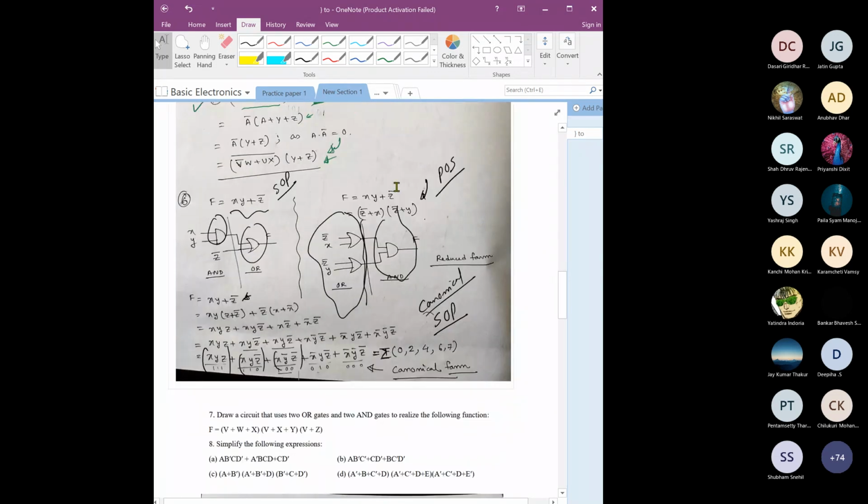Okay, I think I will ask you to do this by yourself first. So here number 7, draw the circuit that uses 2 OR gates and 2 AND gates to realize the following function. Yeah, please do this. So you can use 2 OR gates and 2 AND gates to realize this function. Sir, are all of them 2 input or more than 2 input? That restriction is not given here, right? Okay, sir.